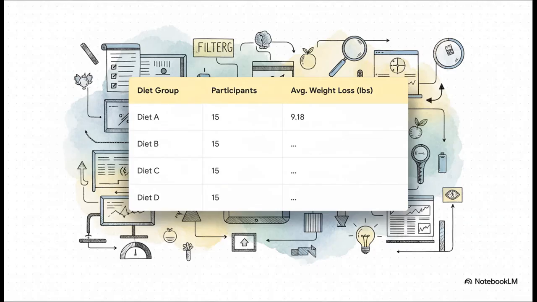Let's make this super clear with an example from our source. Picture this. We've got 60 people, and we randomly assign each of them to one of 4 different diet plans. After 6 weeks, we check in. And right here, you can see that the 15 people on diet A lost, on average, 9.18 pounds. And of course, the other groups will have their own results too.